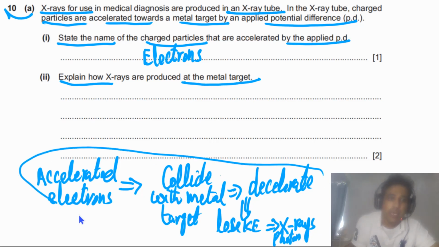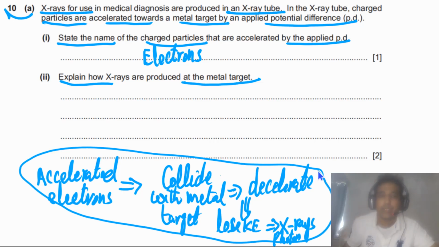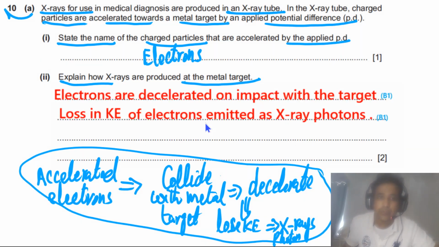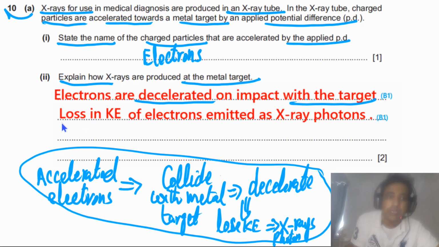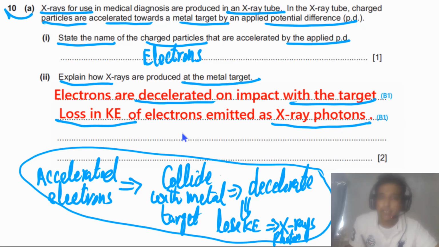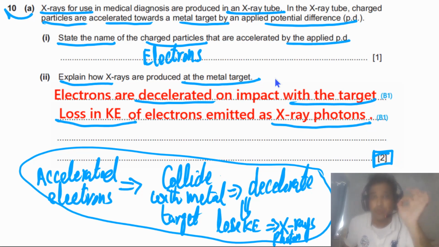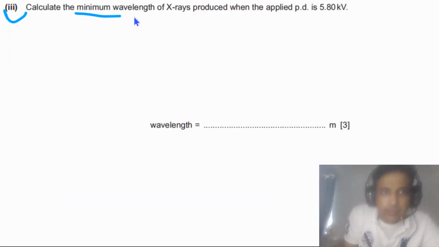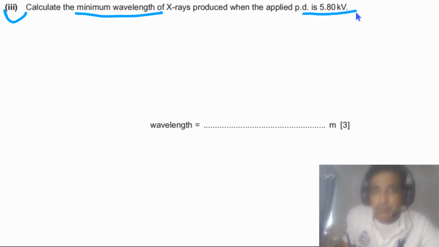So these points you have to write down in your answer. You can say electrons are decelerated on impact with the metal target. Loss in KE of electrons emitted as X-ray photons. This question has 2 marks. These are 2 B marks. If you have written this, you will get 2 marks. Pretty straightforward one. You need to understand how X-rays are produced. The third part says calculate the minimum wavelength of X-ray photons produced when the applied PD is 5.80 kilovolts.